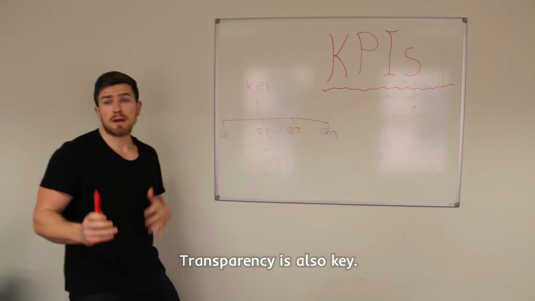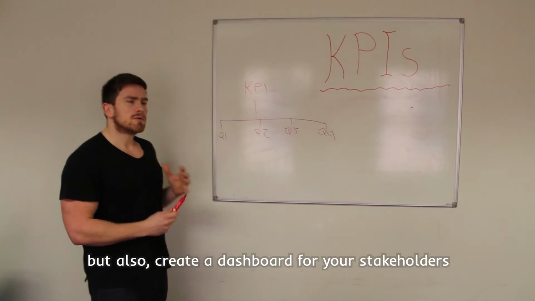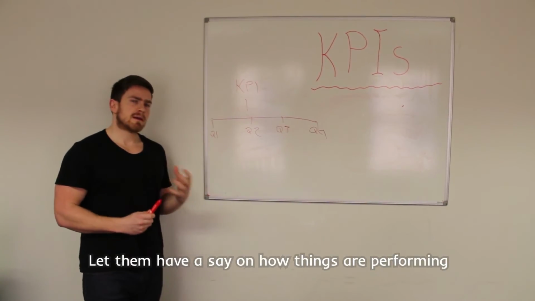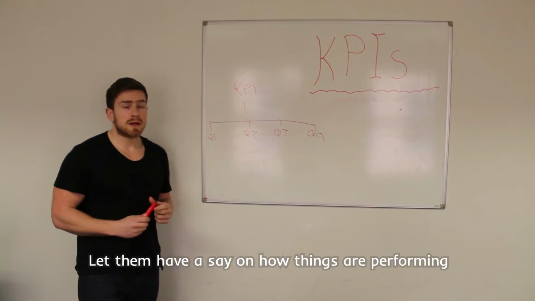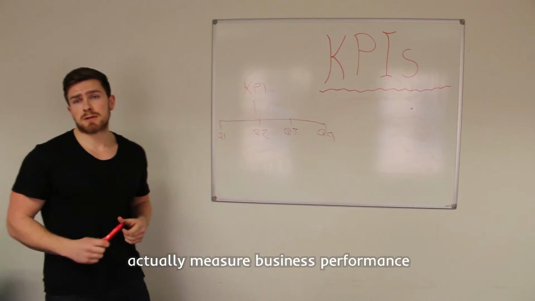Transparency is also key. I mentioned creating a dashboard for internal use, but also create a dashboard for your stakeholders to see what you're measuring. Let them have a say on how things are performing. This is the best way that you can collaborate and actually measure business performance.